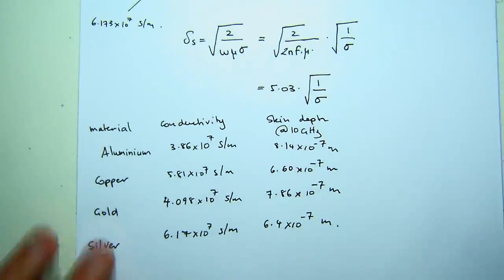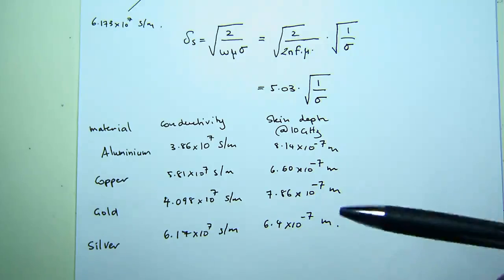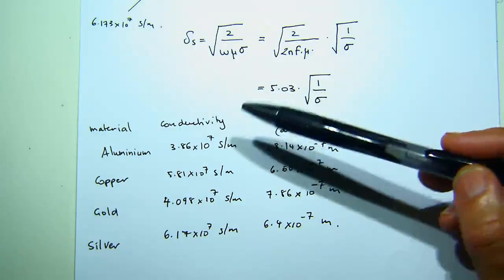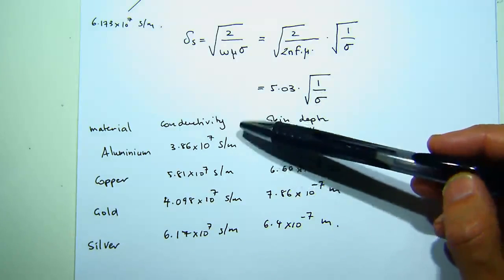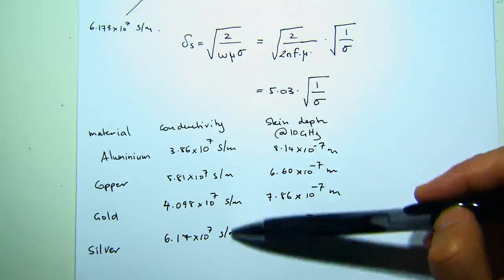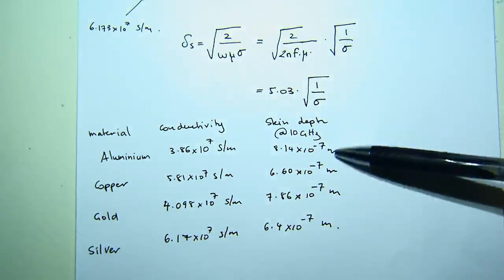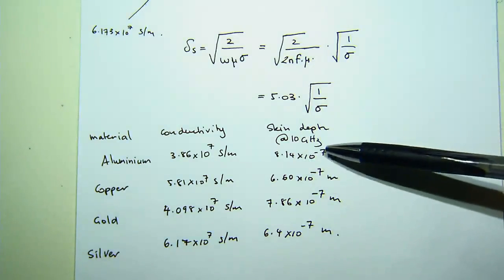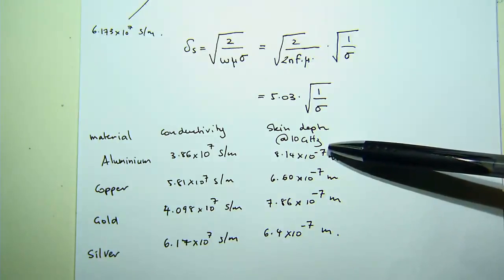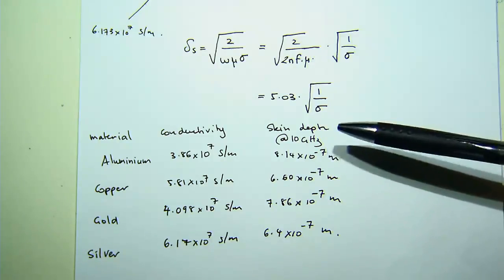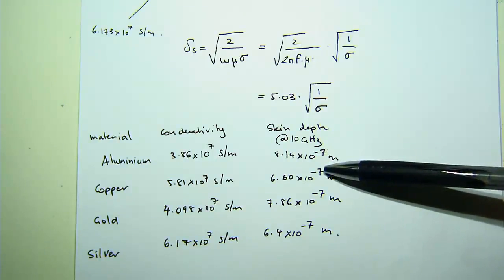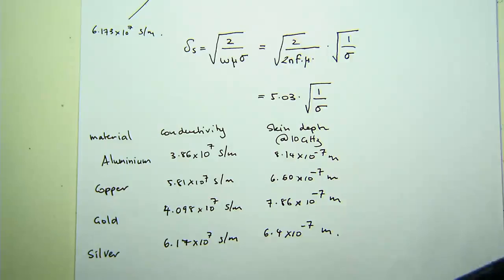Now, if I go through the calculation, essentially, once we've got the conductivity, we can also work out the skin depth. Now, the skin depth of aluminium is roughly a micrometer, right? Copper, roughly maybe half a micrometer, right?